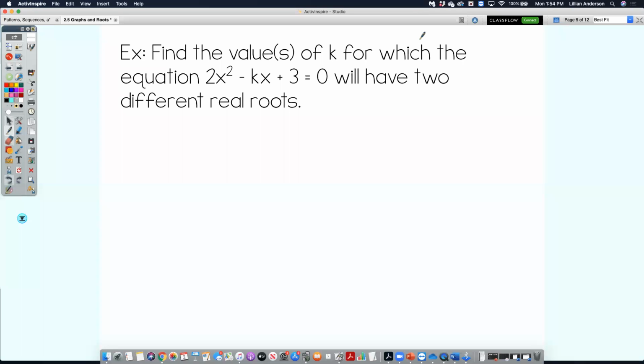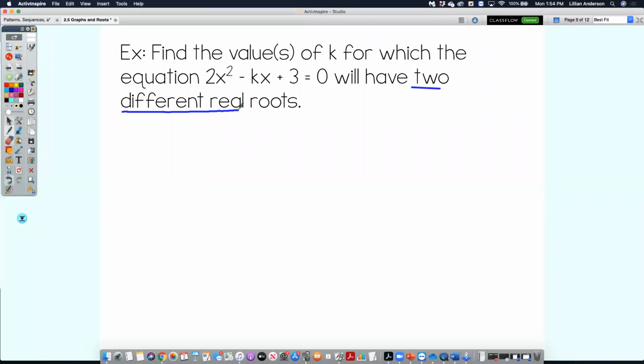So it says find the values of k for which the equation 2x squared minus kx plus 3 equals 0 will have 2 different real roots. This is more like an IB problem. First off, it says find the value(s). That means you can either have one or more than one value of k that makes this quadratic have 2 different real roots. The key thing here is that it tells you that you have 2 different real roots.